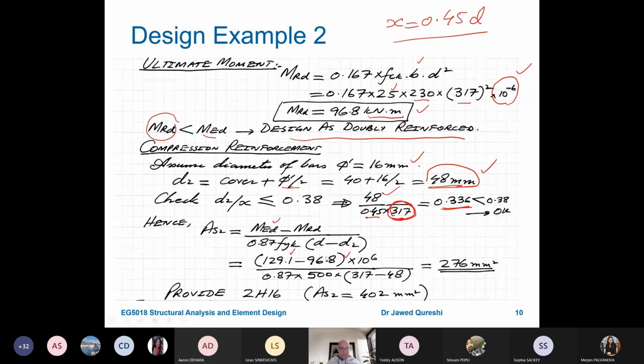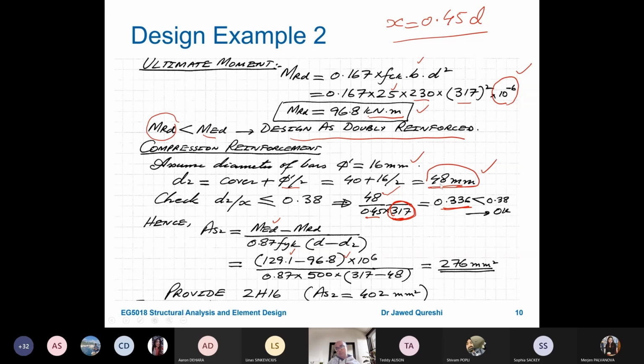Now MED take away MRD and do not forget to convert it back into Newton millimeter. Currently the units are kilonewton meter. So if you multiply it by 10 raised to 6, it will be converted into Newton millimeter. The reason is that the denominator is in Newton millimeter, divided by 0.85 fyk. fyk is the yield stress of reinforcing bar, which is 500, and into bracket d minus d2. We determine d minus d2. Our d is the effective depth, or depth from the center of tension reinforcement to top fiber, which is 317, which we have written here, and d2 we just determined here, which is 48.